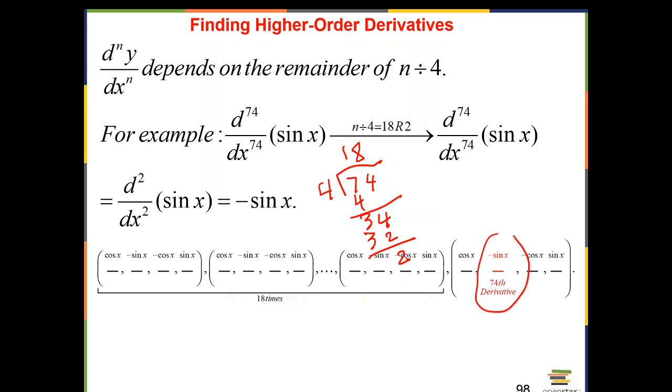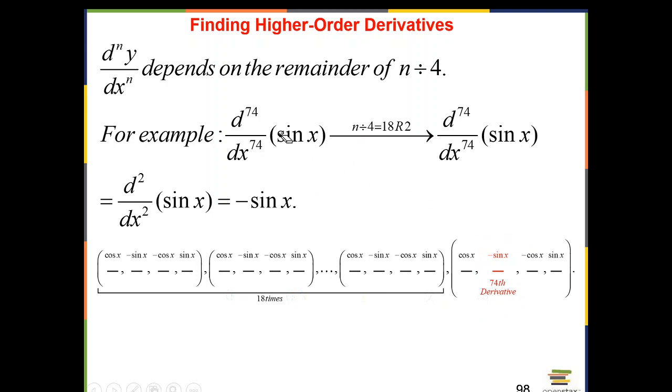So I get to this number. So the 74th derivative of sine is just negative sine. It's just like you're doing 2 derivatives, right? And that's what you get. You get negative sine. All right? Again, this is an important skill to have in calculus 2.